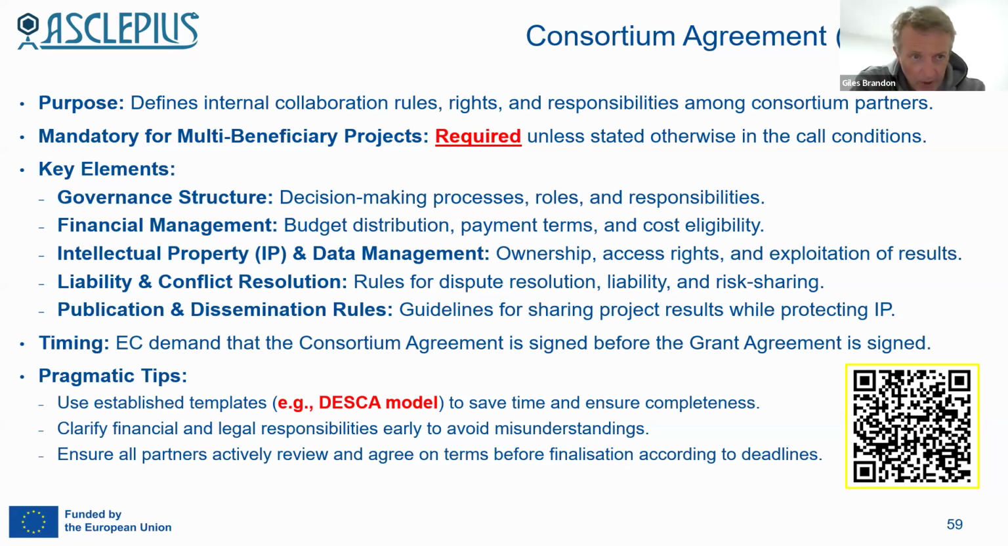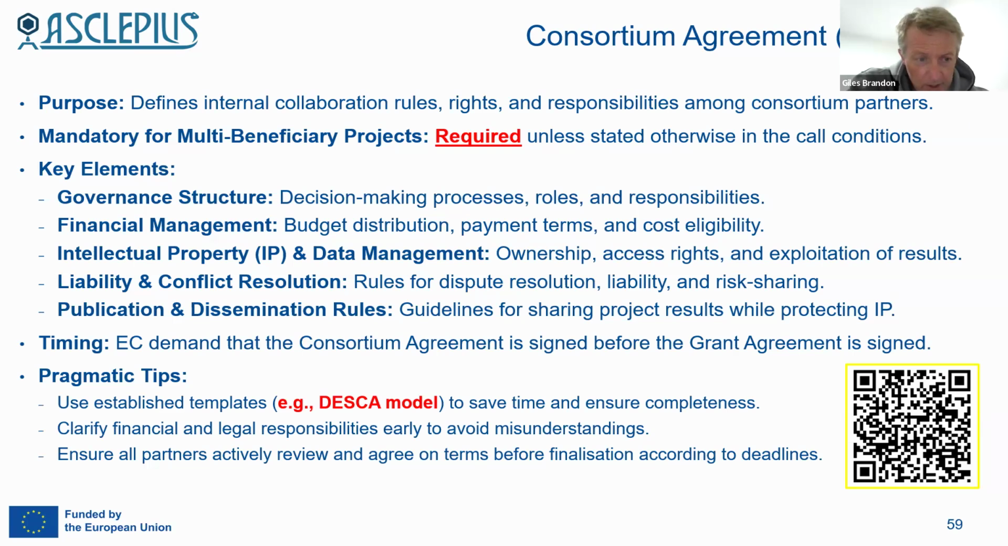The purpose of the consortium agreement is to define internal collaboration rules, rights, and responsibilities among consortium partners. It's mandatory. I've highlighted here, it's in red, required. The Commission really emphasised that. The key elements in this consortium agreement, there are sections describing the governance structure, the financial management, the intellectual property and data management, liability and conflict resolution, publication and dissemination rules, and other sections.